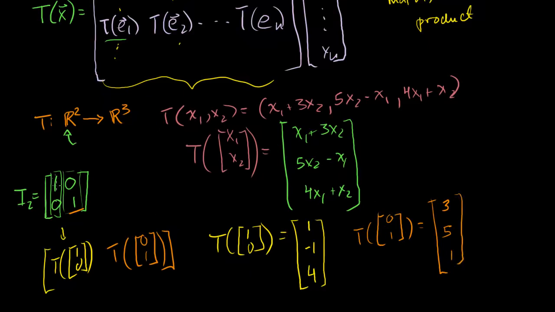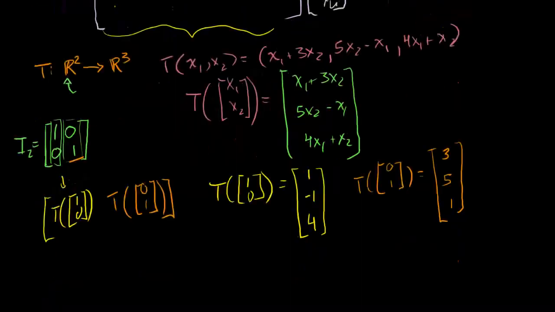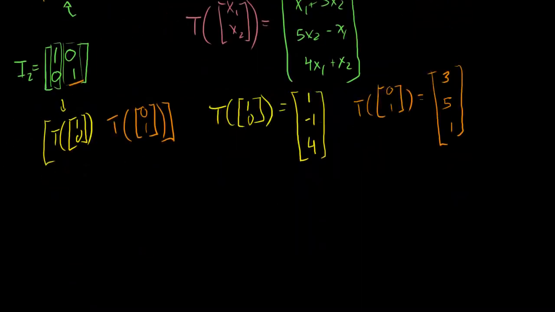And I just showed you that if I replace each of these standard basis vectors with the transformation of them, I get this vector right here. I already figured out what they are. Evaluating this guy, it's the vector 1, minus 1, 4. And then this guy is the vector 3, 5, and 1. And so what we just did, for some reason I find pretty amazing, is that we can now rewrite this transformation as the product of any vector.